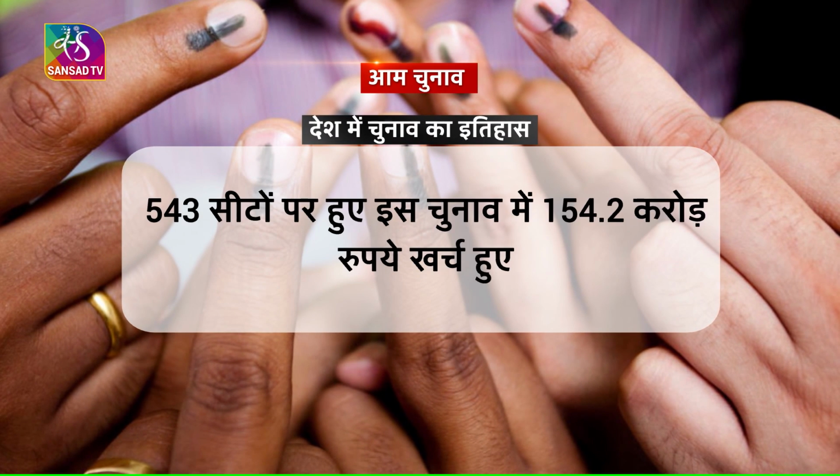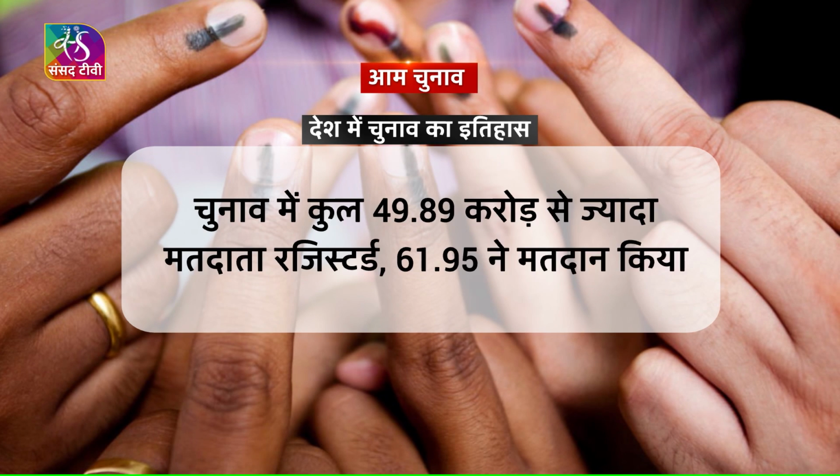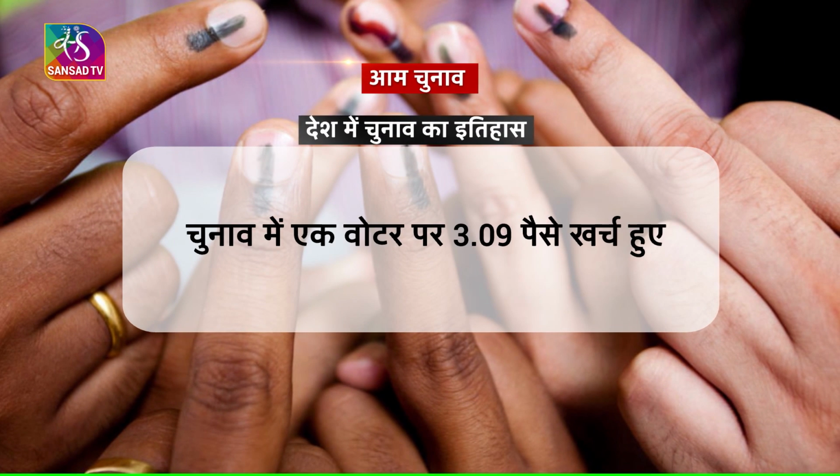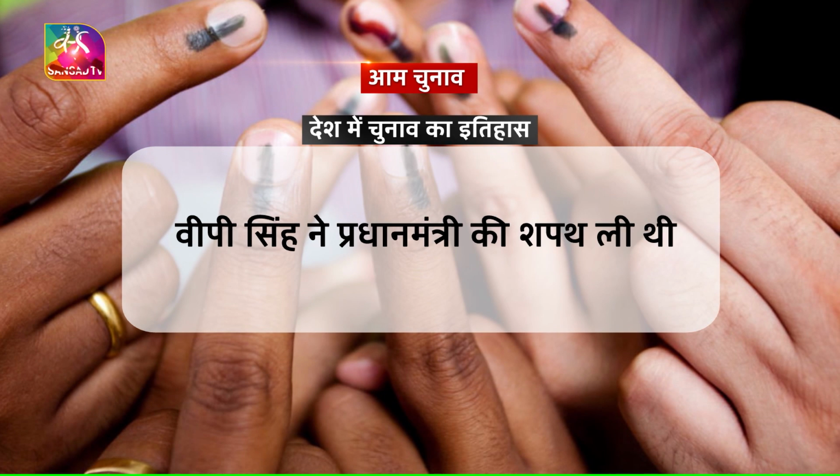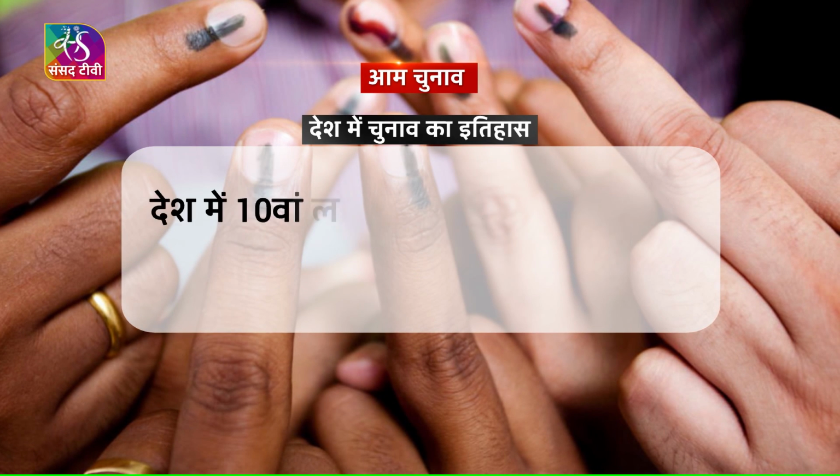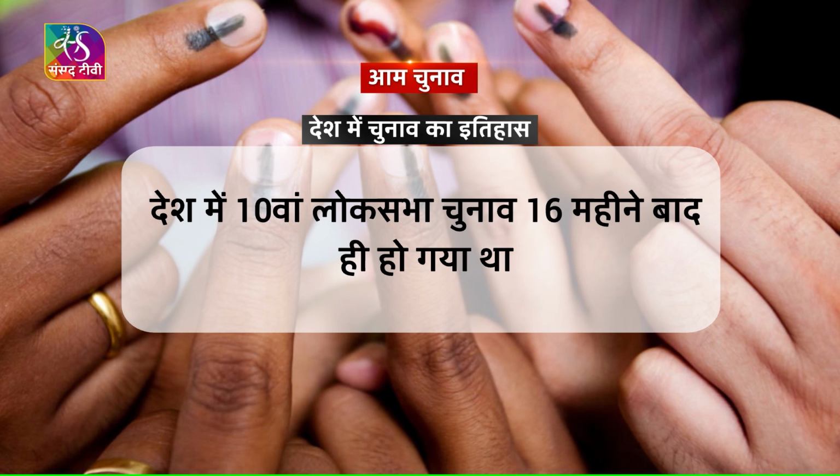Nearly 154 crore rupees was spent in this election, held on 543 seats. 62% of nearly 50 crore registered voters cast their vote. More than 3 rupees was spent on each voter. VP Singh took oath as the country's Prime Minister. The 11th Lok Sabha elections were held only after a gap of 16 months.